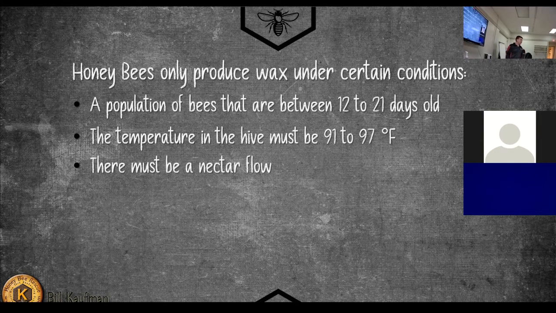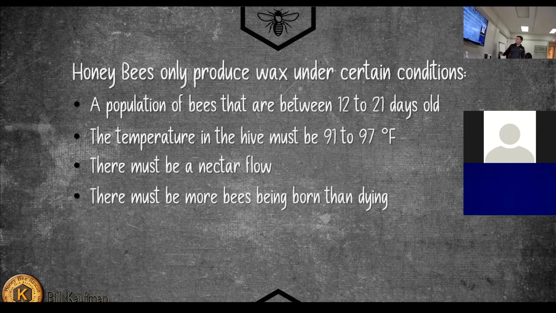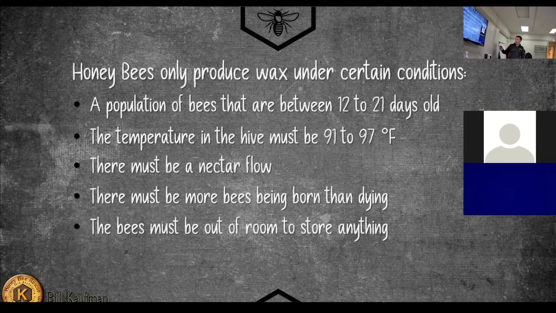There's got to be a nectar flow. If they're not getting resources in, they're not going to want to store more stuff. And there's more bees being born than dying. But the nectar flow wraps into this here. The bees must be out of room to store anything. They've got to know that they've got more nectar coming in, and they're building up nectar faster than they can process it to honey to make more room for more nectar. So they're just running out of room, running out of room for brood, and they've got a desire to make wax.